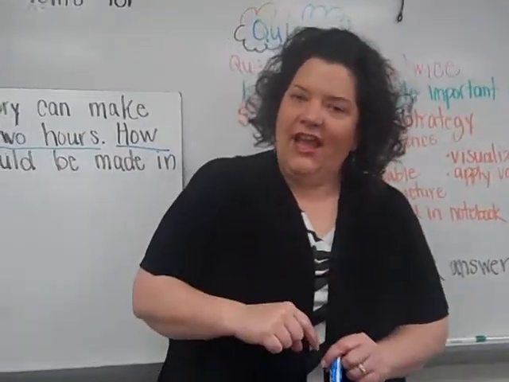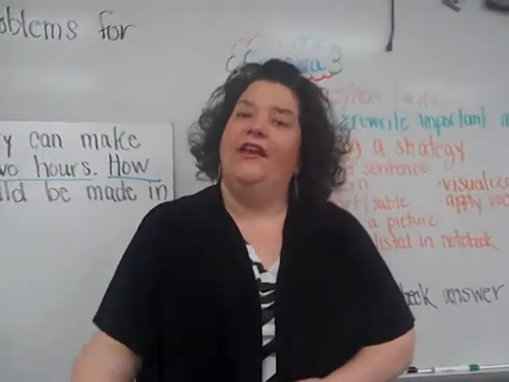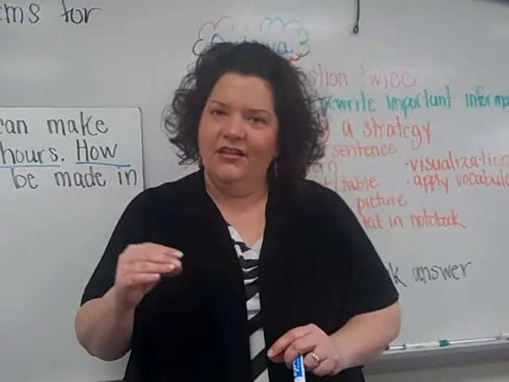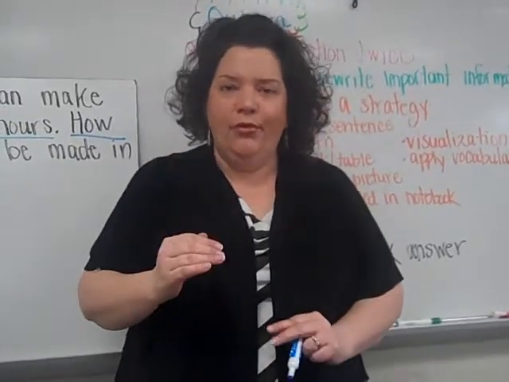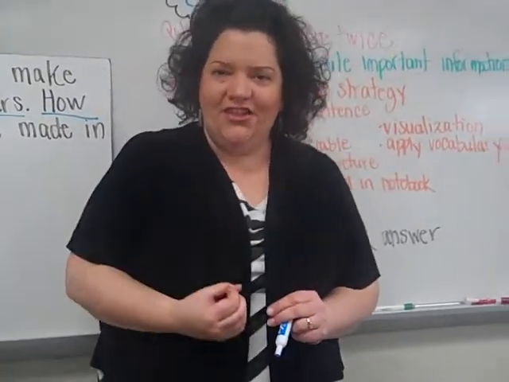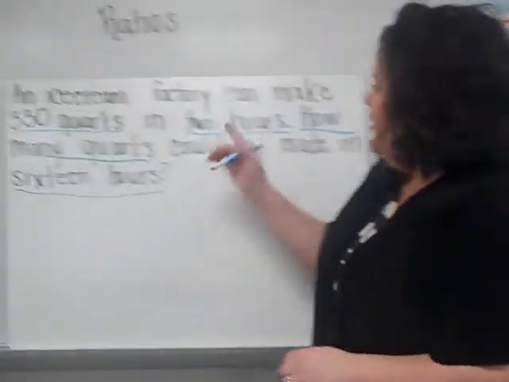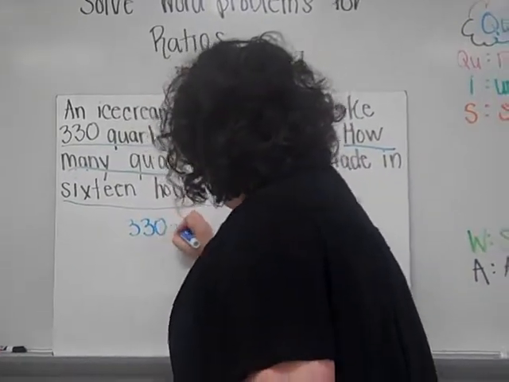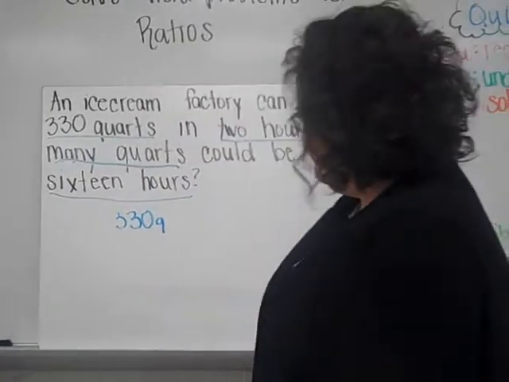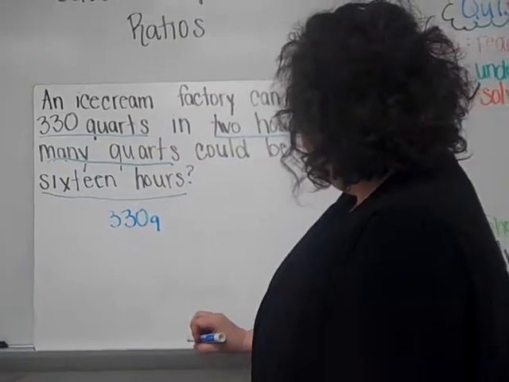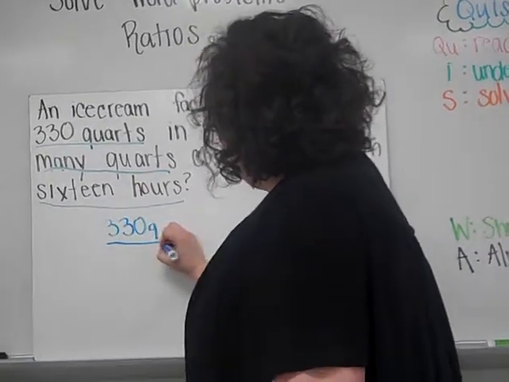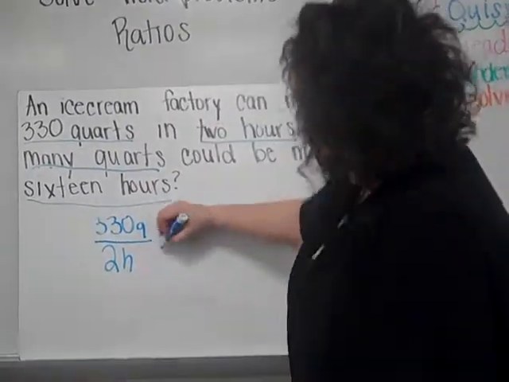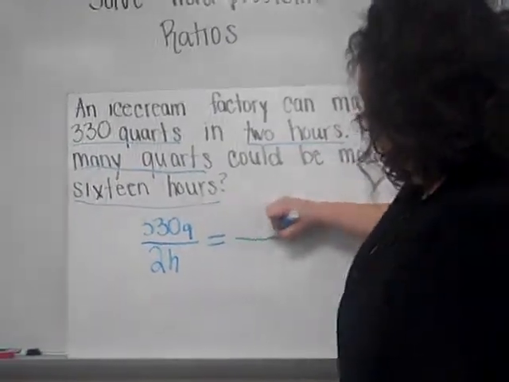Since I underlined my important information, now I'm going to rewrite it. And I'm going to set it up like proportions or equivalent ratios. First, I'm going to put my 330, and that's quarts, to my 2 hours. Then I'm going to do my equal sign and my ratio bar.